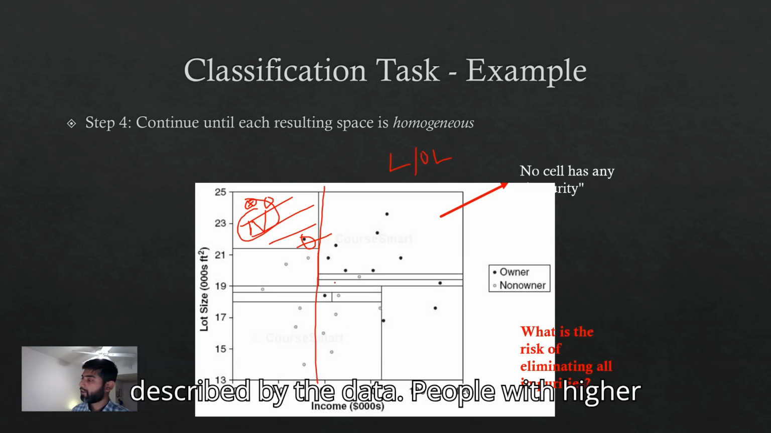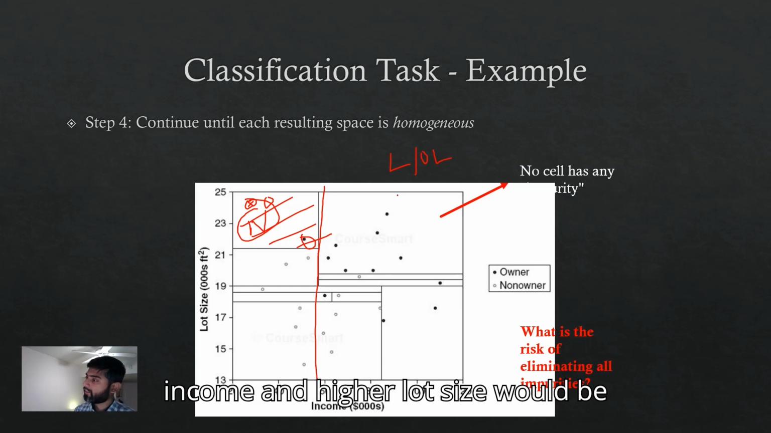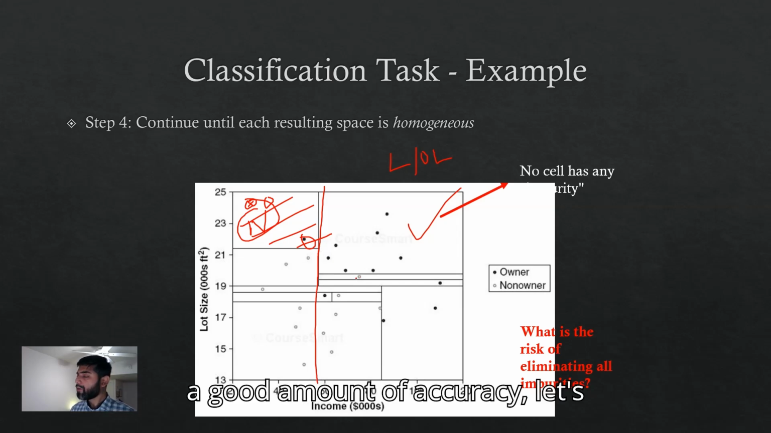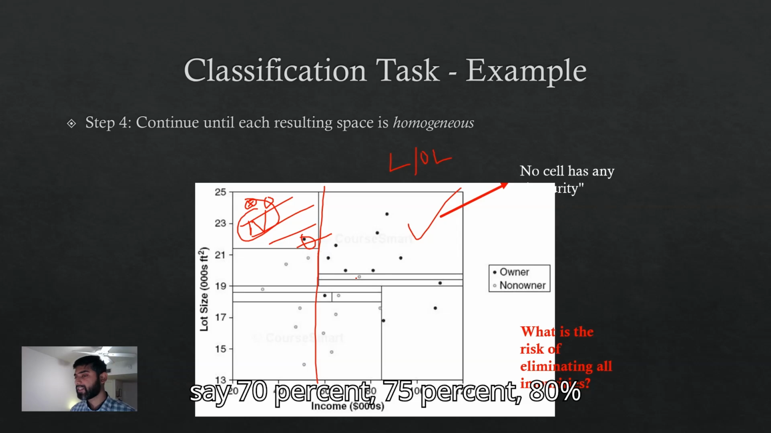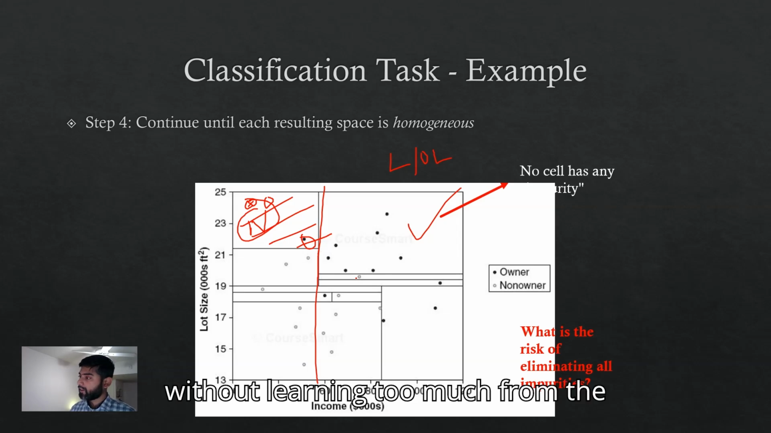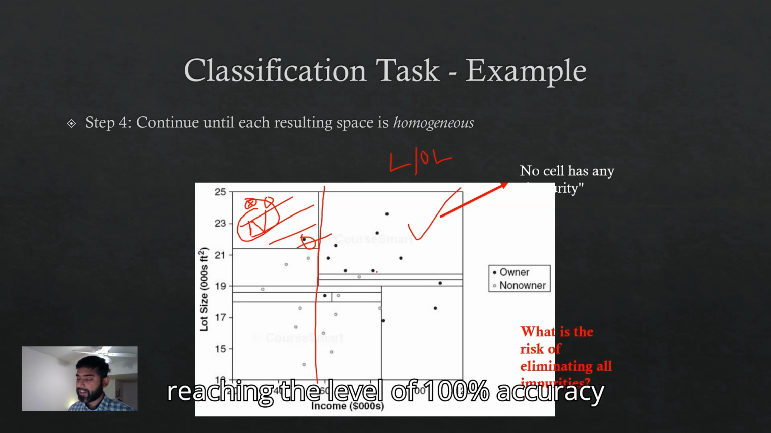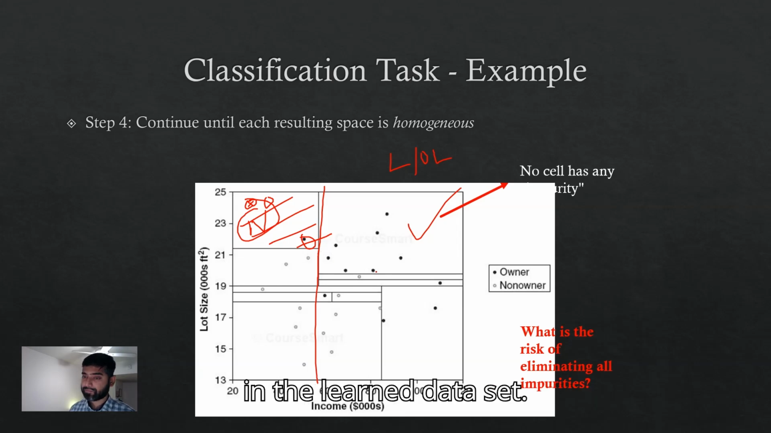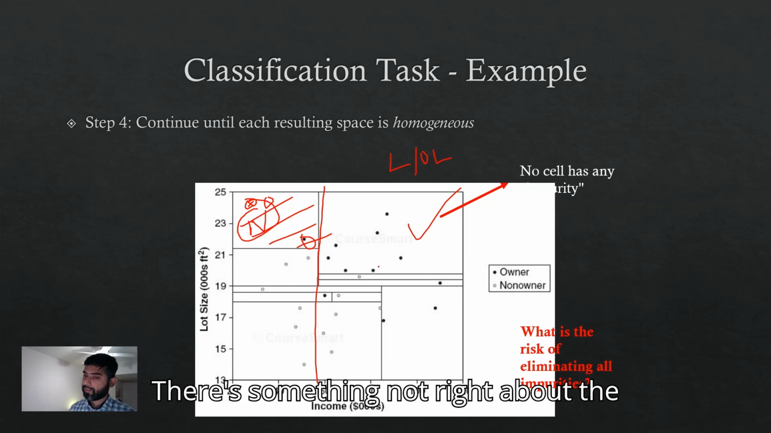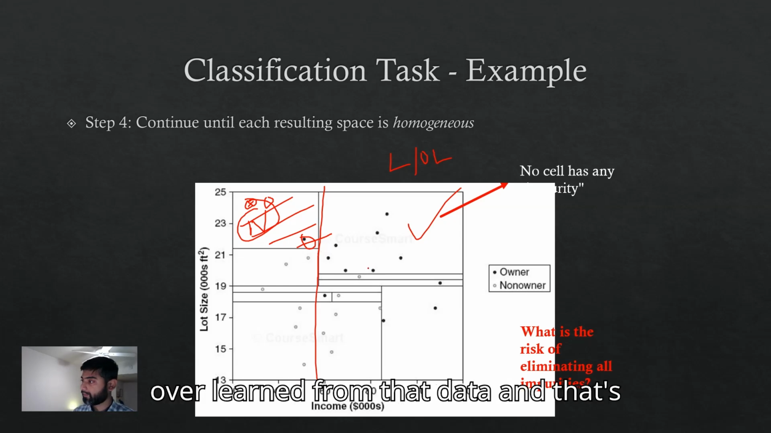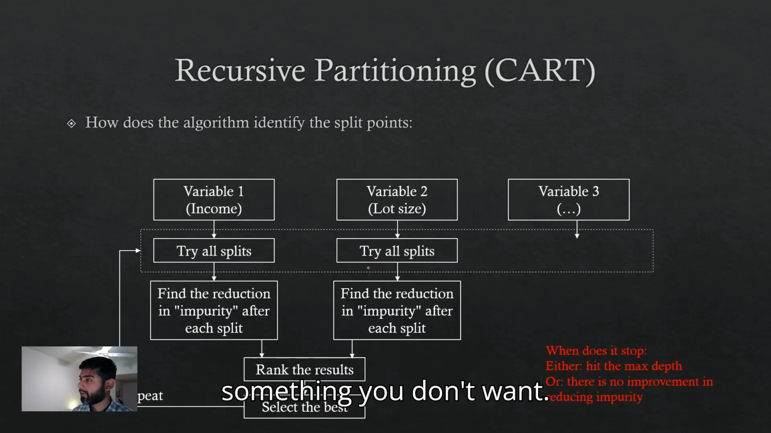People with higher income and higher lot size would be the owners. This leads to a good amount of accuracy, let's say 70%, 75%, 80%, without learning too much from the data set, you're good. If you're reaching the level of 100% accuracy in the learned data set, there's something not right about the learning that you have done. You have overlearned from that data, and that's something you don't want.